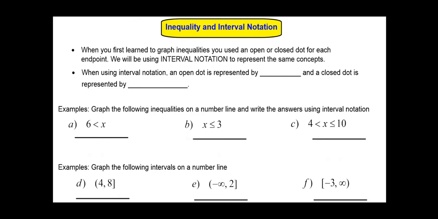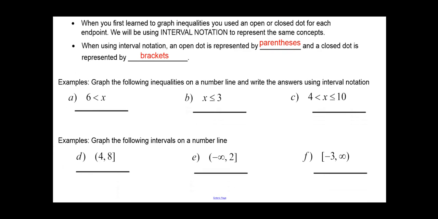So let's begin with a review of inequalities and also interval notation. When you first learned to graph inequalities, you used open and closed dots for the endpoints. We will be using interval notation to represent those same concepts. Interval notation uses a parenthesis instead of an open dot, and a bracket instead of a closed dot. Let's take a look at some examples of how we would graph and also write intervals. Letter A of the first example says 6 is less than x. Another way of writing that is x is greater than 6.